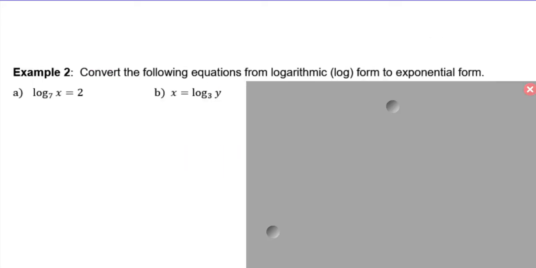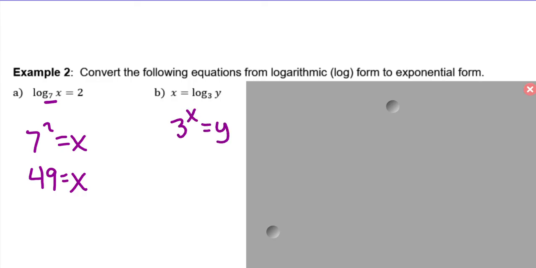Let's continue. Let's look at example 2. Convert the following equations from logarithmic form to exponential form. So now we're working in the opposite direction. We're given a log and we're going to write it in exponential form. So notice log base 7 of x is equal to 2. 7 is my base. 7 squared is equal to x. 7 squared is 49. So 49 is equal to x. Let's look at b. x is equal to log base 3 of y. So it's 3 as my base to the x is equal to y. Pause the video right now and try the next 2 examples, C and D.